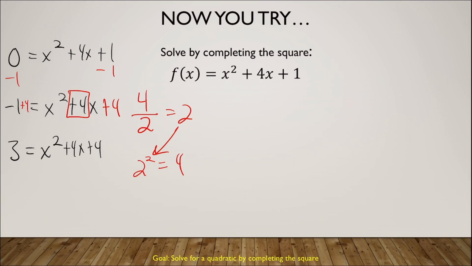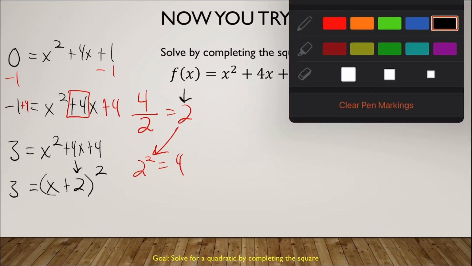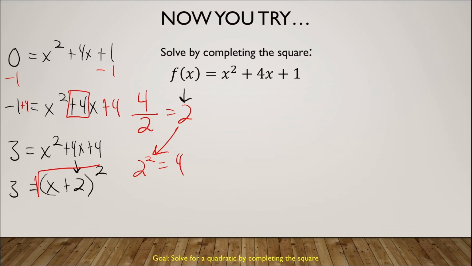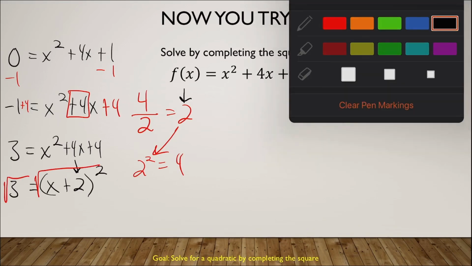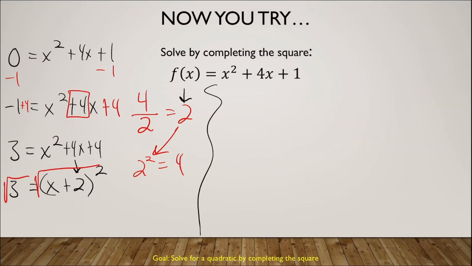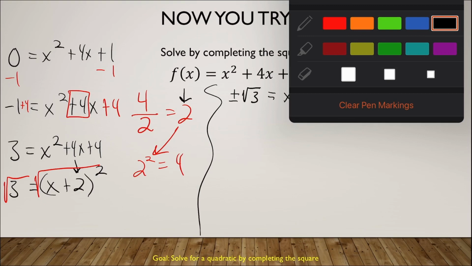I just created a perfect square on that right side, so I can factor it to be x plus 2 squared. Remember, I get a plus 2 here because I got a plus 2 there. Now, I need to take the square root, because we're solving for x here. So I'm going to take that square root just to make sure we have it gone. So I get plus or minus the square root of 3 equals x plus 2.